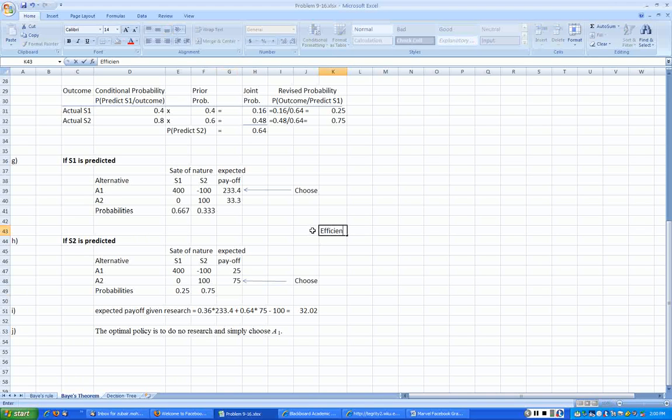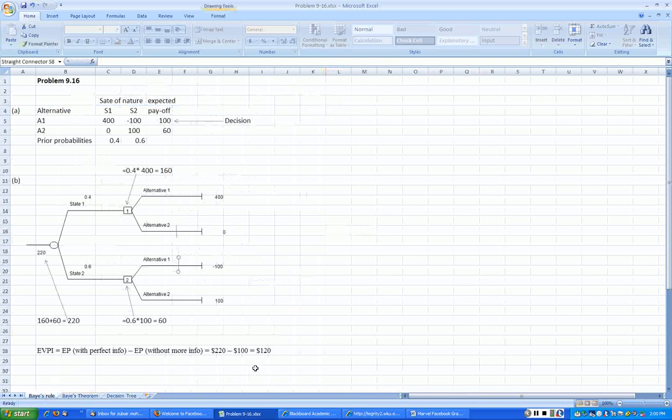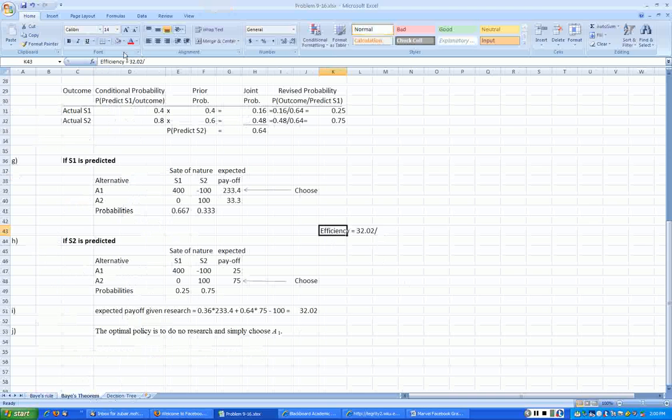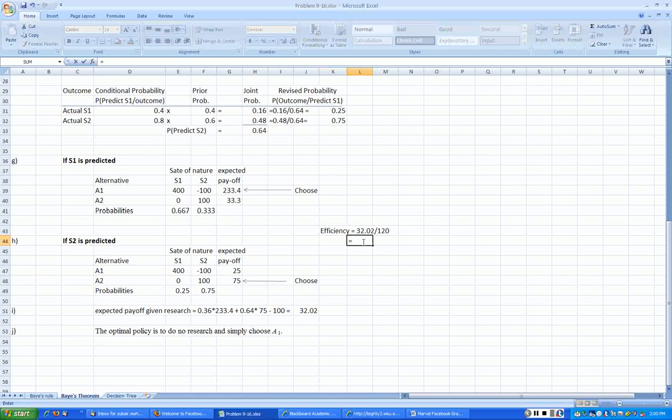Okay, so what is the efficiency of this survey then? The efficiency of this survey is equal to, we are able to get only $32.02 out of, if you go back to the expected value of perfect information, it was 120. So that is 32.02 divided by 120. It's only about 27%, the efficiency of the survey here. Now, do you want to go with this firm? So this could be a method we can use to determine which research company is better.